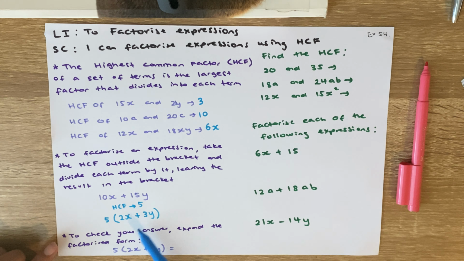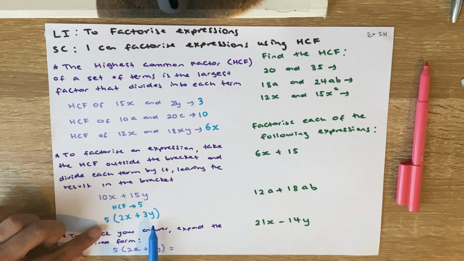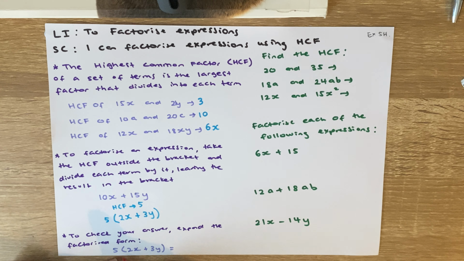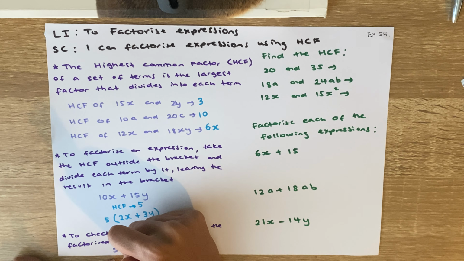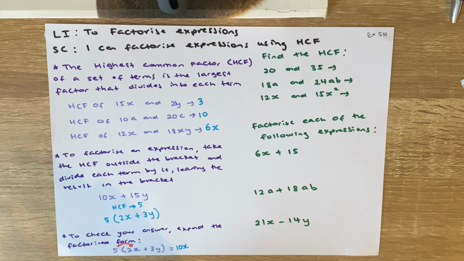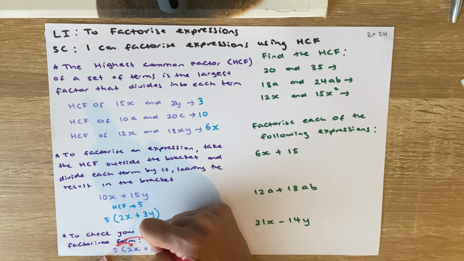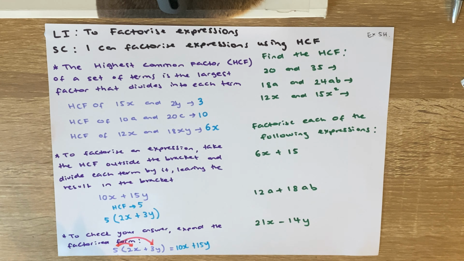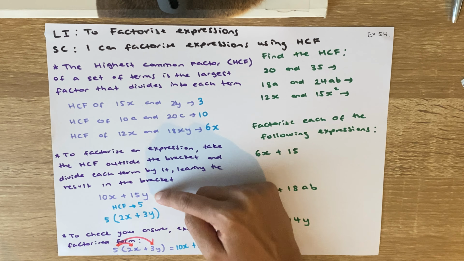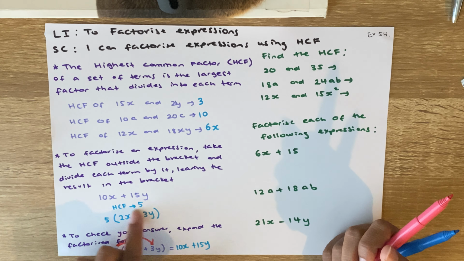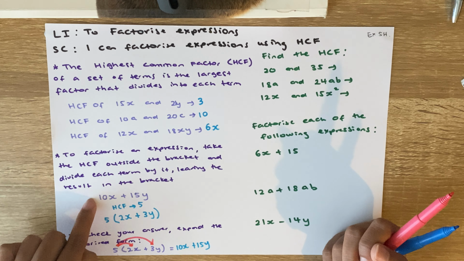So to be able to check our answer, what we can do to see that we've done this correctly is we can expand our bracket. So remember, when we're expanding brackets, I go 5 times 2x. 5 times 2 is 10. So I'm going to go 10x. Okay, and then I do my second part. So 5 times 3y is 15y, so plus 15y. And what you will notice is this is exactly the same as this. So if I have factorized it correctly, when I expand my factorized version, I should get what I started off with.